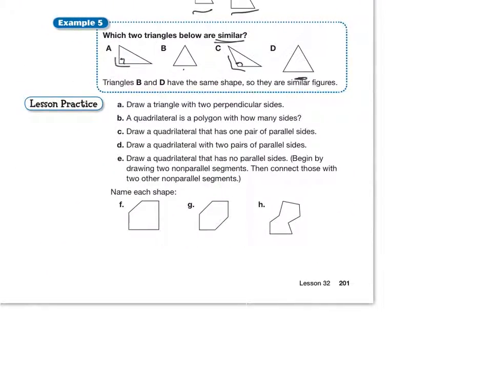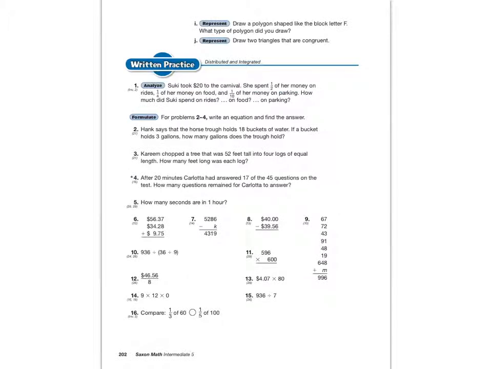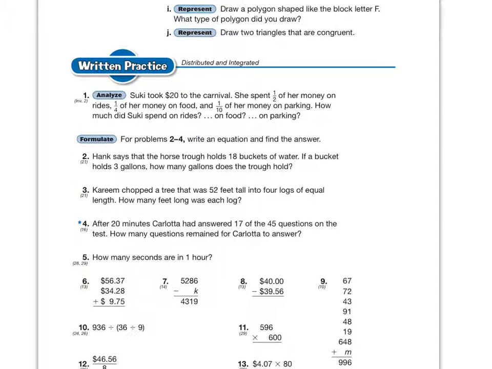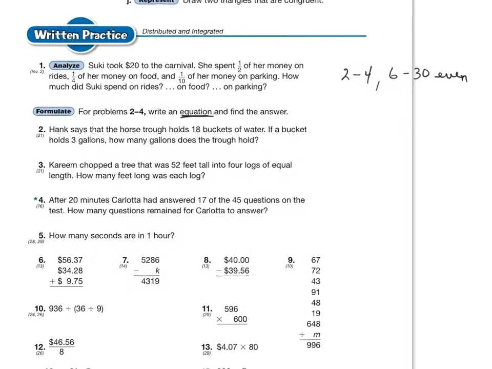And then it's going to have us draw some stuff for practice. We are not going to do that, or I'm not going to do that with you. Here we go. This is lesson 32. So we're doing evens, but we're going to do 2, 3, and 4 because I want equation practice. We have skipped number 1, but number 2, we're going to write equations. So, 2 to 4 and 6 to 30 even. That's what the assignment will be. All right. I'm going to help set up this assignment now.